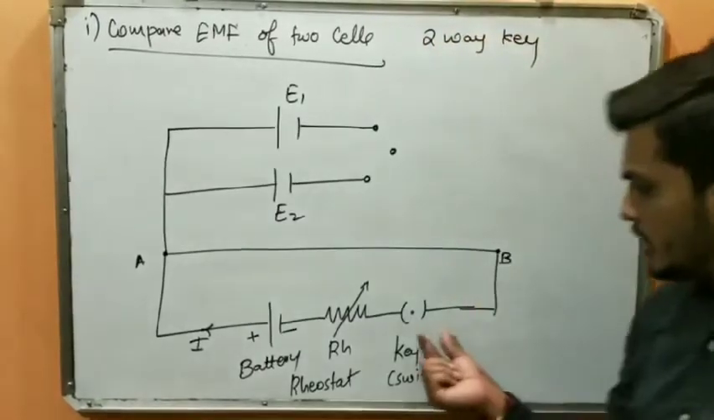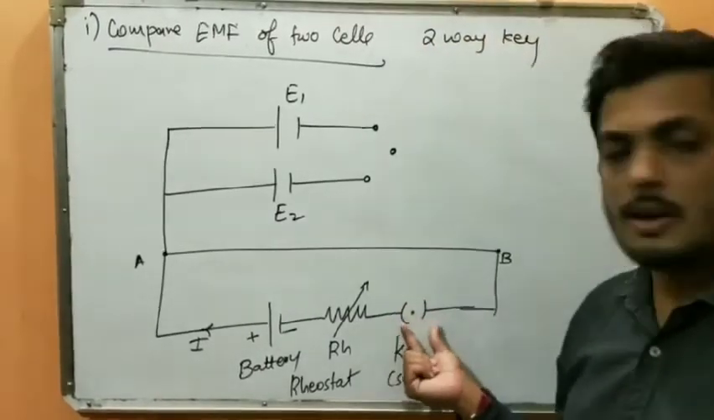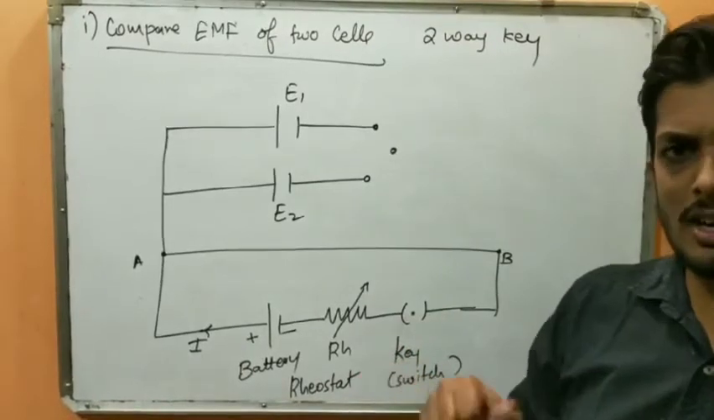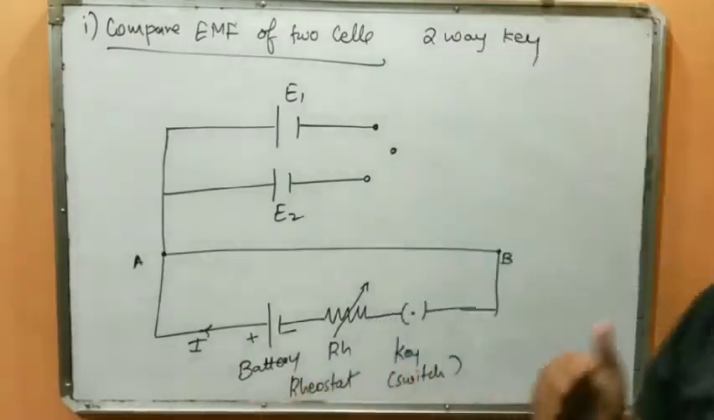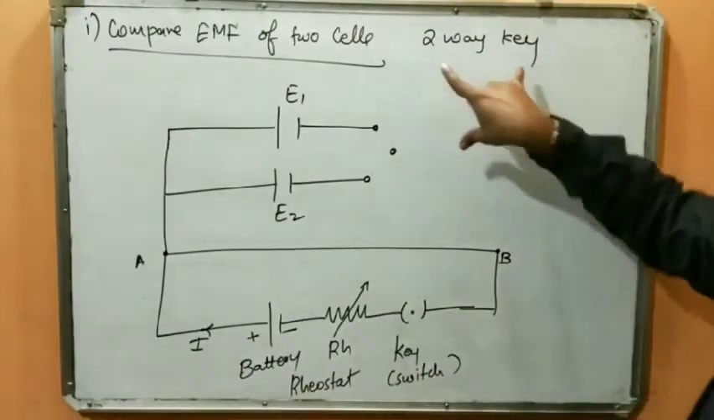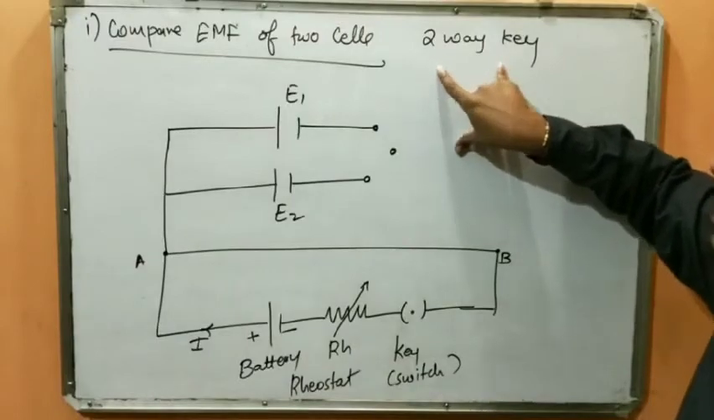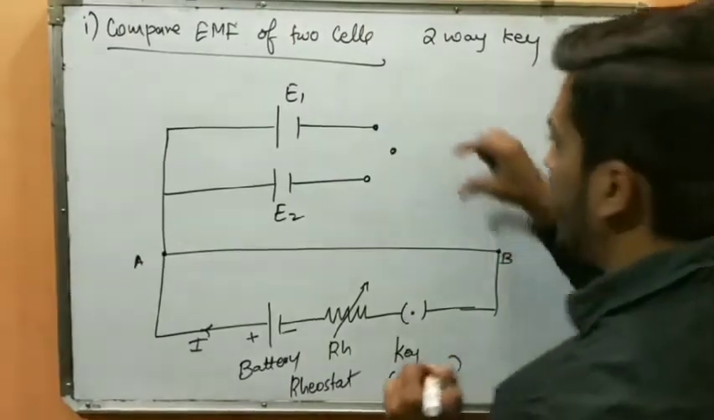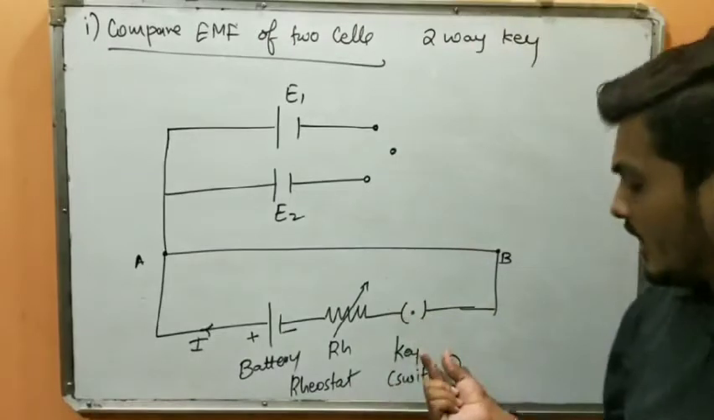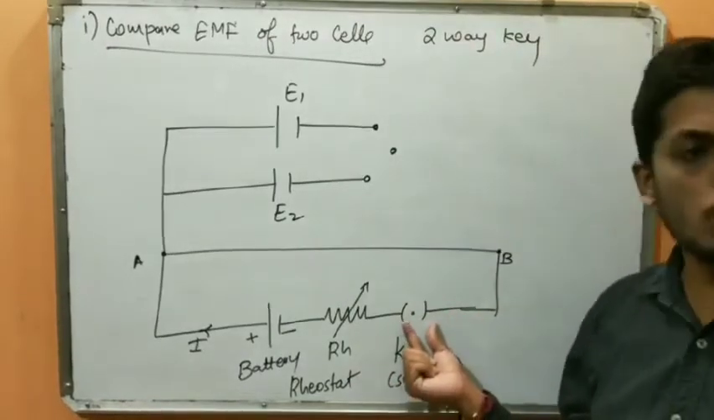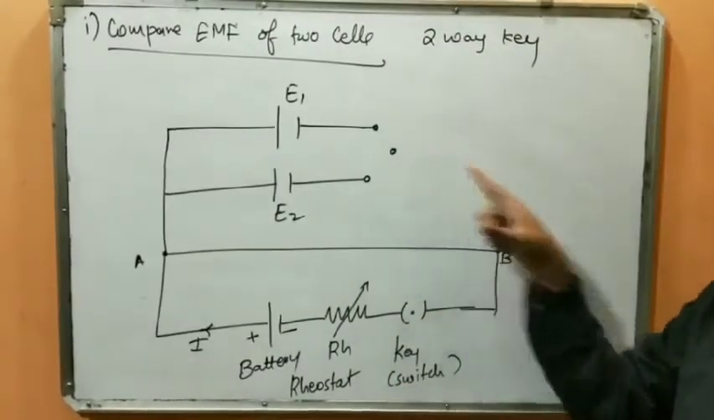So till now we were studying just a single key, the plug key. What it does is just regulate on and off. Now I'm using this special kind of key which is the two-way key. A two-way key has 3 terminals, unlike our regular key which has just 2 terminals.